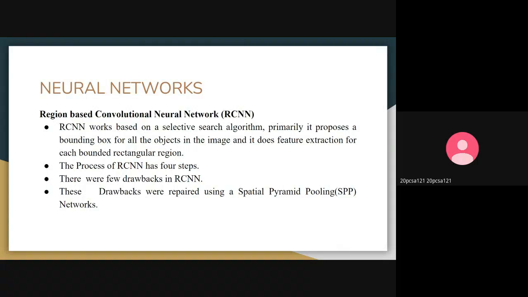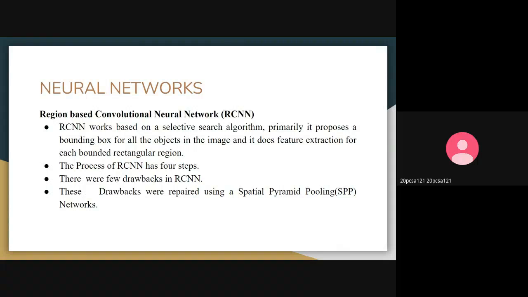This process happens in four steps. In the first step, the input image is given. Next, it extracts those regions as rectangular boxes. In the third step, the features are extracted using convolutional layers. And finally, based on the extracted features, they are classified into the appropriate classes. So it classifies images perfectly.